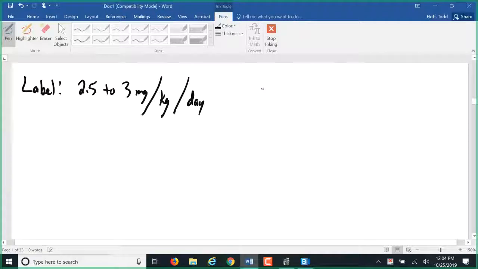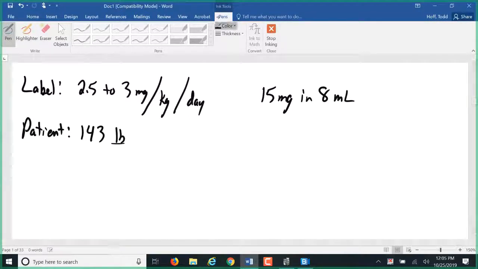and 15 milligrams in 8 milliliters. The patient, let's give our patient 143 pounds. So find the minimum and maximum recommended dose for that patient.